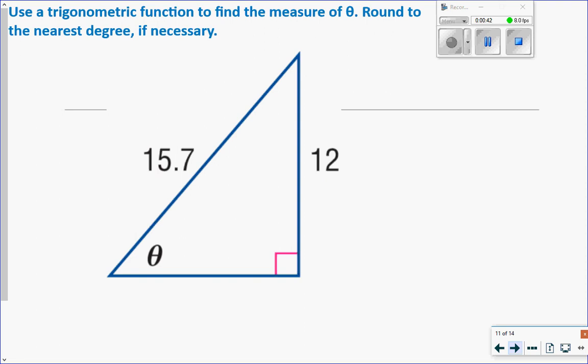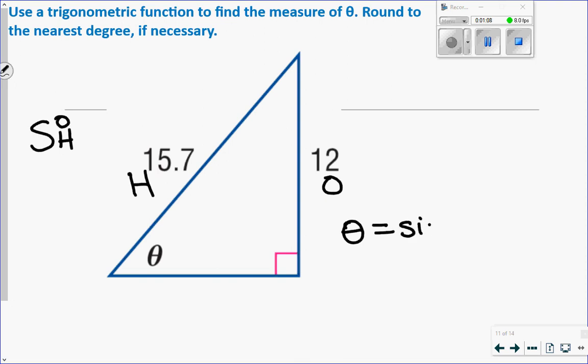So if you look at this example problem, we don't know theta. But what we do know is we know the hypotenuse and we know the opposite side. So the sine ratio uses O and H. So what we can do is we can set up theta equals sine inverse of O over H, 12 over 15.7.